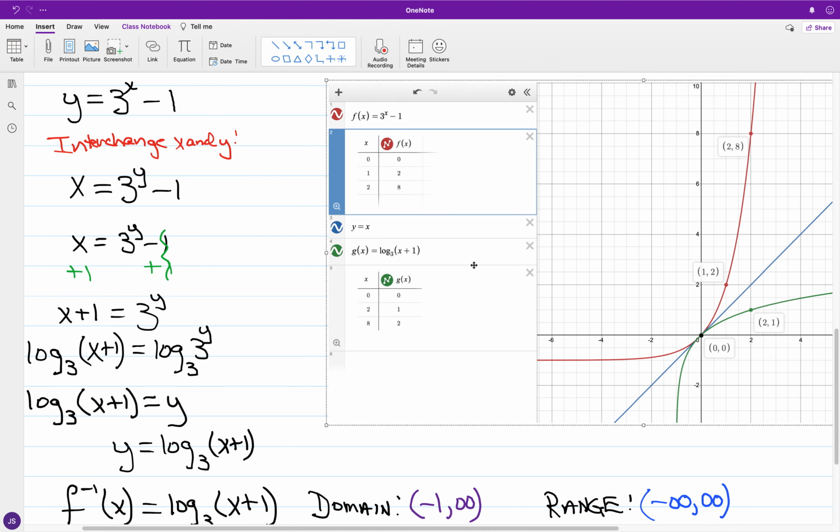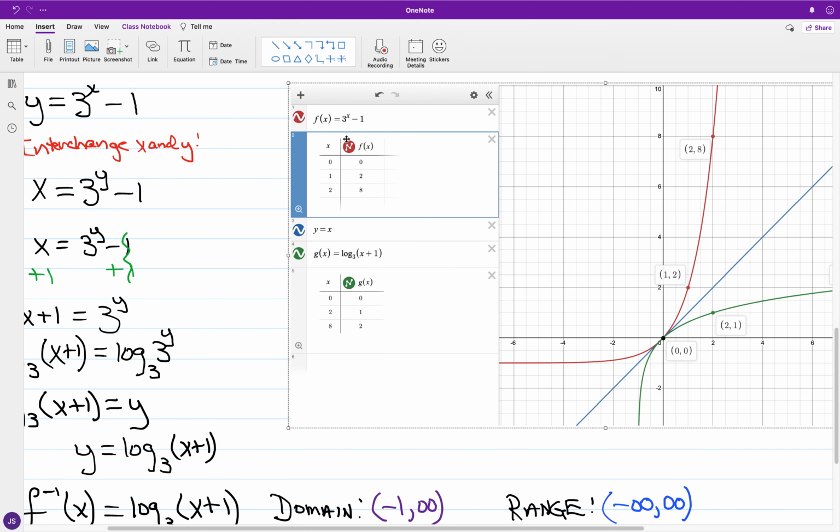So we have it at the origin. Now if you think about it, when x is 0, we got 3 to the 0. Now what is a non-zero number to the 0 power equal to? And if you take 1 away from 1, this will go to 0. So we have the origin. Here we have 3 to the first is going to be 3. Take away 1, we got 2. 3 squared is going to be 9. 9 minus 1 is going to be 8. So we have the origin, 1, 2, and 2, 8.